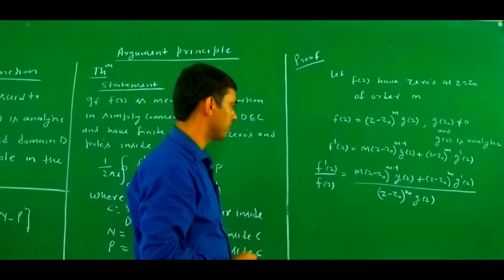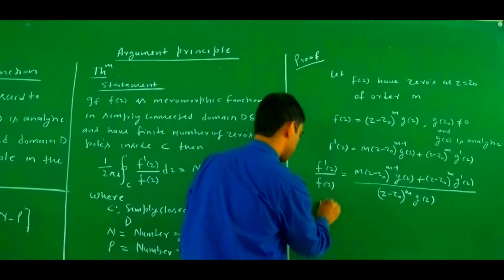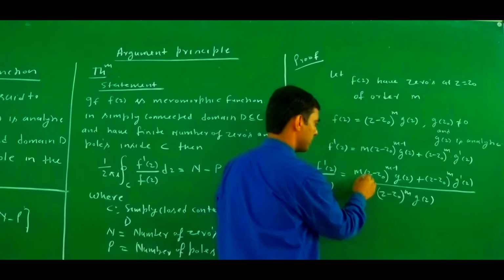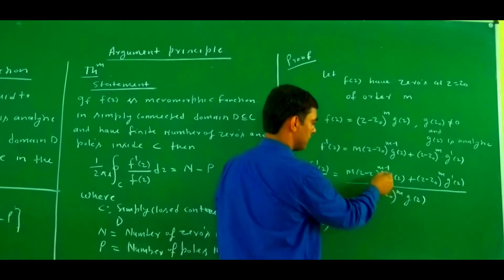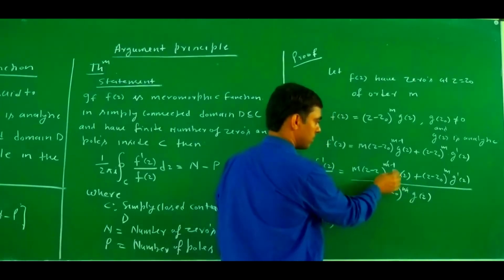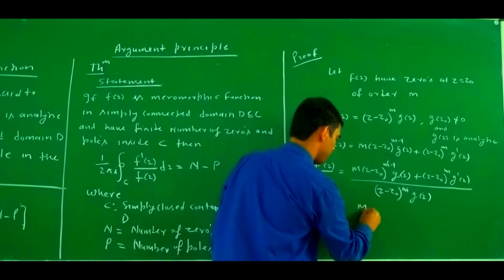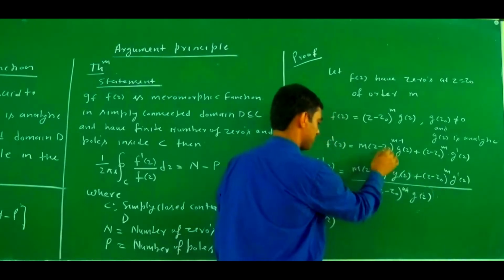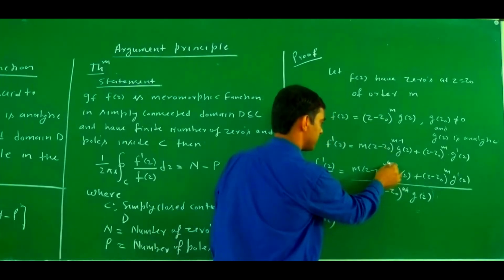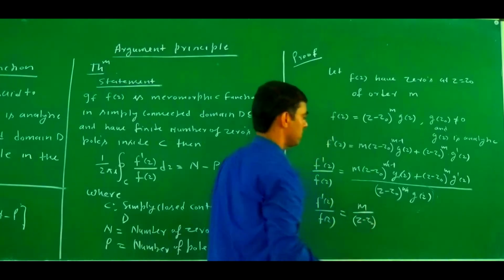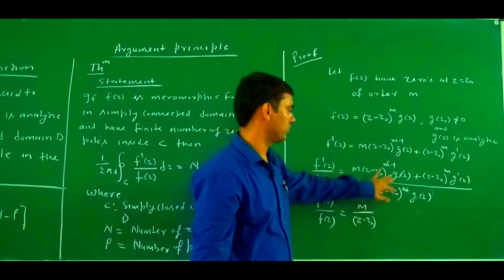So if we simplify this one, then what is the value? This becomes f dash z divided by f z. If we simplify this, here this m cancels out, and dz cancels out. Means in the first term, what will happen? M divided by this term, m upon z minus z0 to the power m minus 1, this becomes m upon z minus z0. First term becomes m upon z minus z0, g z cancels out.